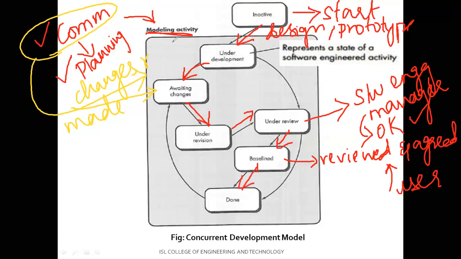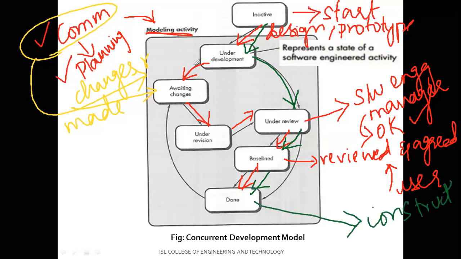This is one phase. The other phase can be if suppose the customer has not requested any change. The modeling phase will go from inactive to under development. It will directly go to review to check, to take assurance from the manager or the software engineer. Then it will go into the baseline phase. The user has also told okay. Then the done phase. After that, you're going to start with construction, and after construction, it is the deployment phase.